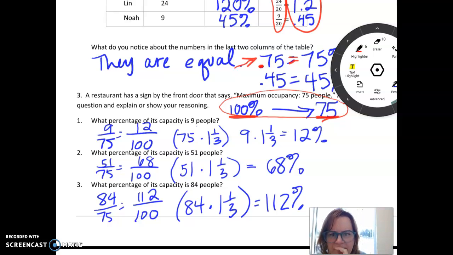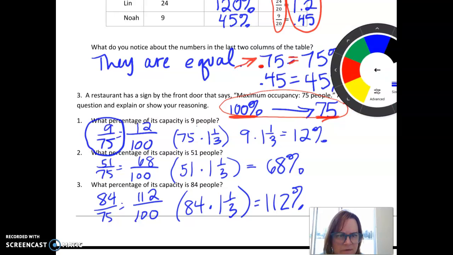All right, and so the percentage of the capacity, that's 9 people. So I had to take 9 out of that whole, or 9/75ths. So I'm going to turn all of those into a percentage. So 75 times 1 1/3 is 100. So then I have to do 9 times 1 1/3, and I get 12. So that's 12%. Let's use a different color here.